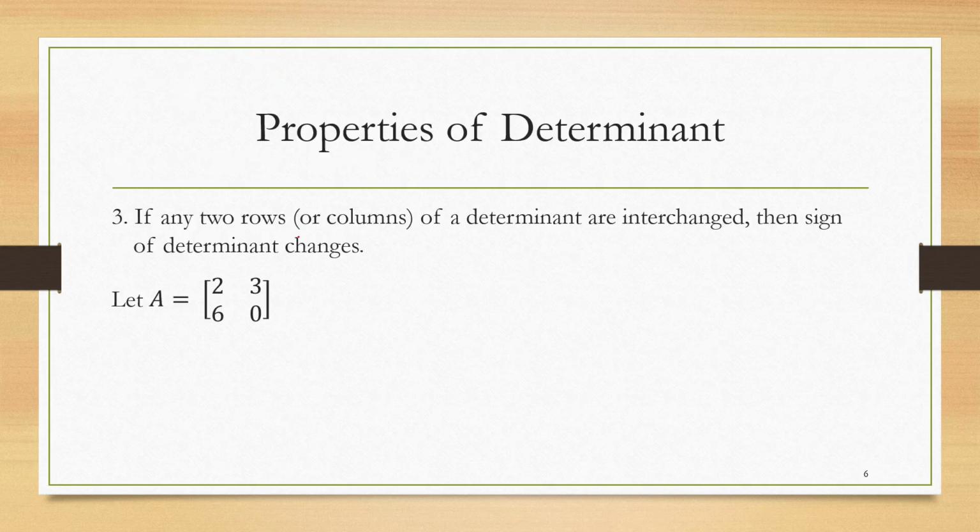Next property: if any two rows or two columns of a determinant are interchanged, then the determinant remains the same in absolute value but its sign changes. For example, earlier we were getting minus 18. By interchanging two rows, we are going to get plus 18. So the sign will change, but the absolute value 18 will remain the same. A is 2, 3, 6, 0. So determinant of A, we know that it is minus 18.